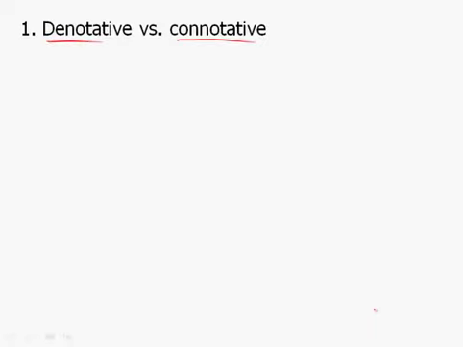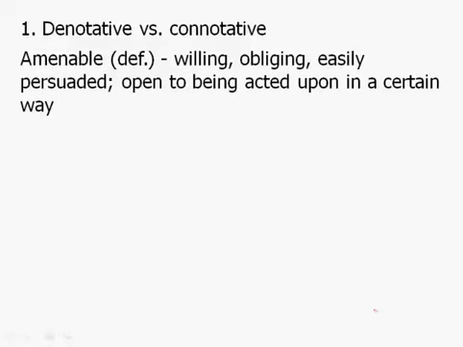Denotative means definition-wise, what definition you see next to a word in the dictionary. So let's take amenable. The definition of amenable is willing, obliging, easily persuaded, open to being acted upon in a certain way. So when we study vocab, we say, I know amenable. It means willing, obliging, easily persuaded, open to being acted upon, etc.